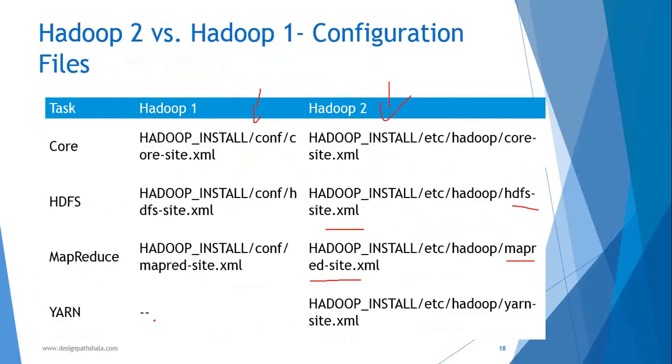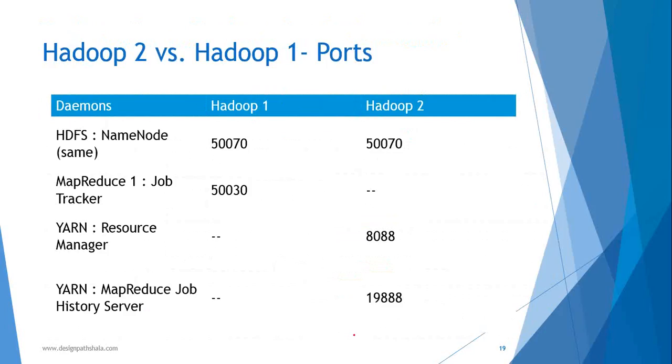And in 1.x there was nothing called yarn. So there's yarn also in 2.x. Yarn related configurations are in your yarn-site.xml. I'll just show you them on the Ambari UI in a minute. There's a little difference in the ports also. Your name node runs on 50070 only. MapReduce one is not there, but your yarn is there. Yarn runs on 8088, and your MapReduce job history server on 19888.